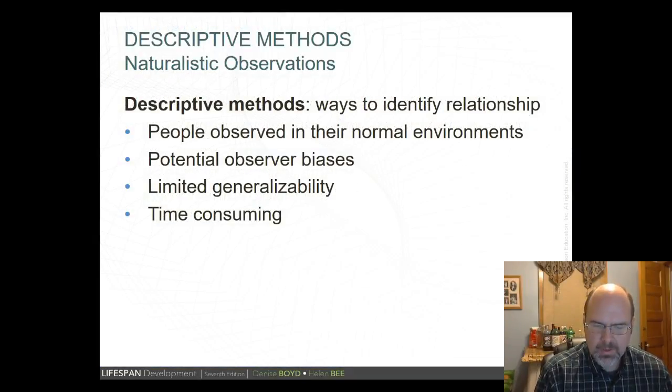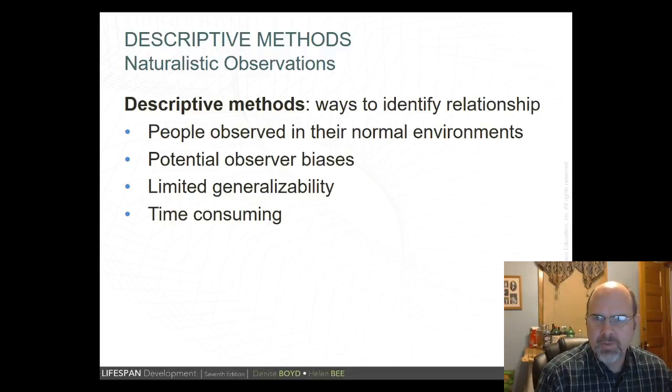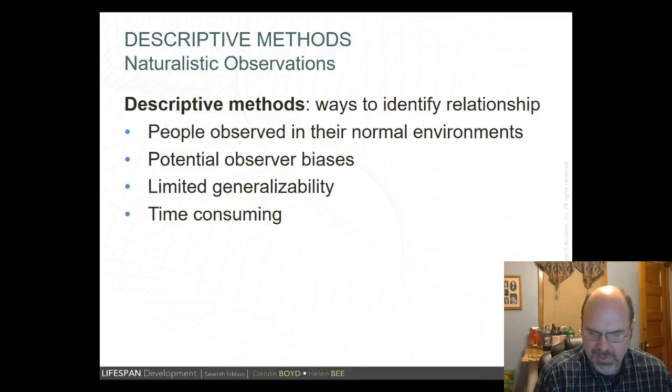Now, there's several different ways to collect data using a scientific method. One is to use what's called naturalistic observation. This is where you observe people in a normal environment, which may include schools or assisted living facilities or in their home. And the strength is you can see people in their natural environment. Weakness is there's what's called observer biases. We tend to see what we want to see. There's a limited generalizability. In other words, what you see in one situation might not apply to another. It's also time-consuming.